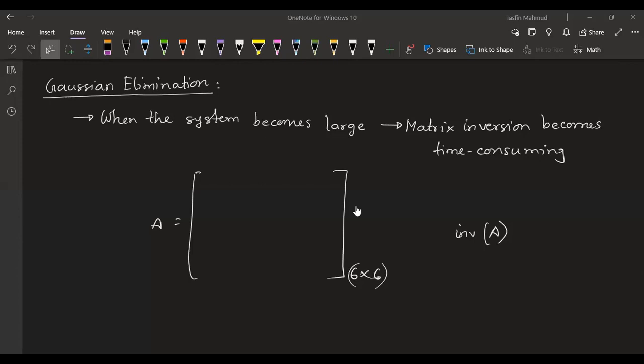Whenever I am saying system or system of equations, I am trying to mean that we have a large number of unknowns. Large system means we have 6 unknowns, 7 unknowns, this type of thing. System of equations becomes large means we have a greater number of unknowns.